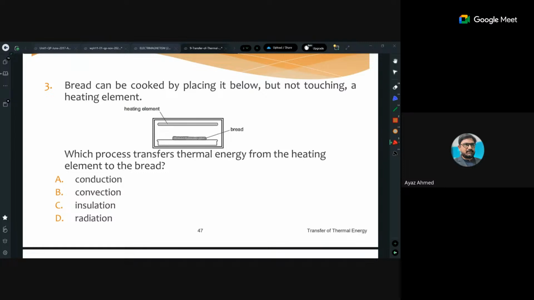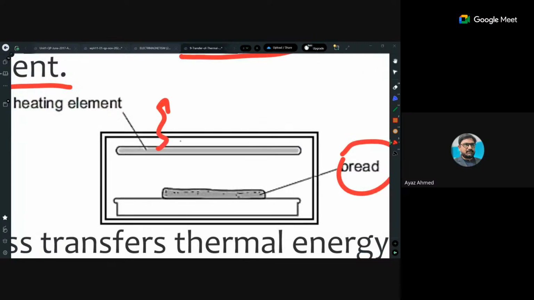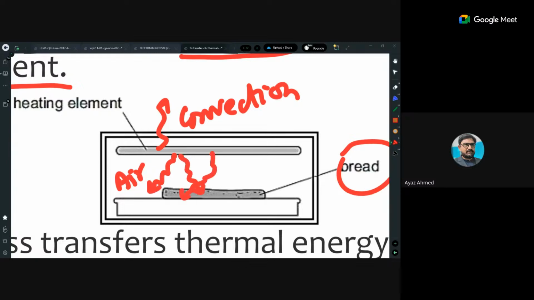These are your heating elements. This is your baking oven. Look, there is bread, and the bread can be cooked by placing it below but not touching the heating element of an oven. So which process transfers the thermal energy from the heating element to the bread? If it were convection, the heat would all go upward, right? Air is in between, so air cannot conduct. So only radiation is there by which you can heat up your bread. Are you getting my point?